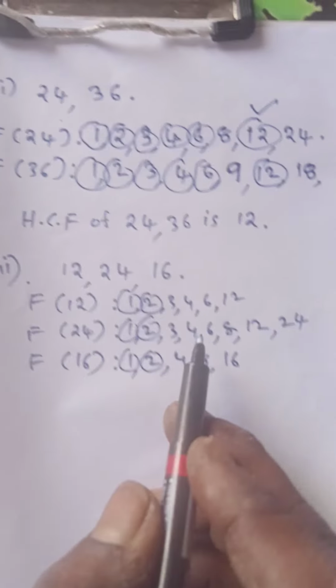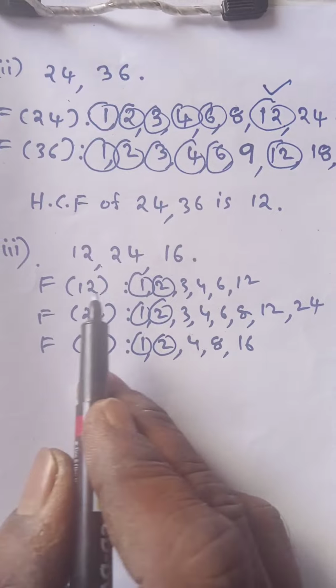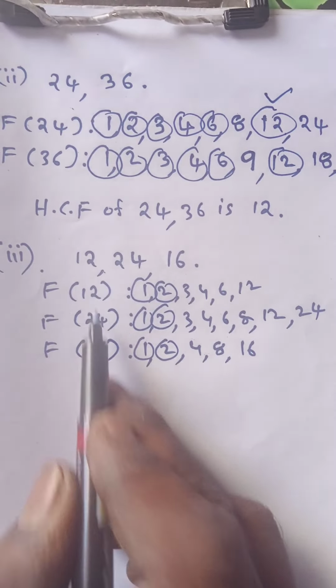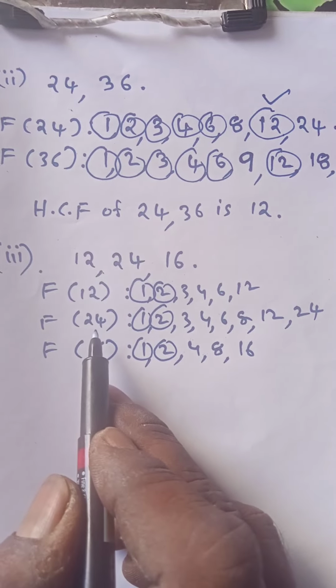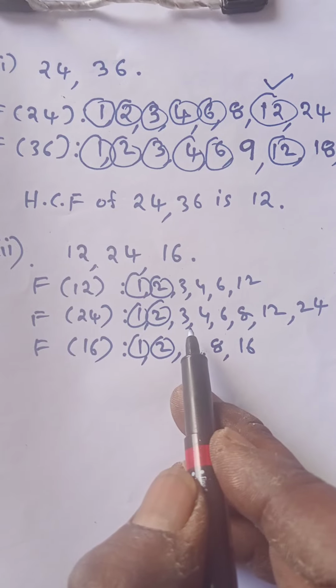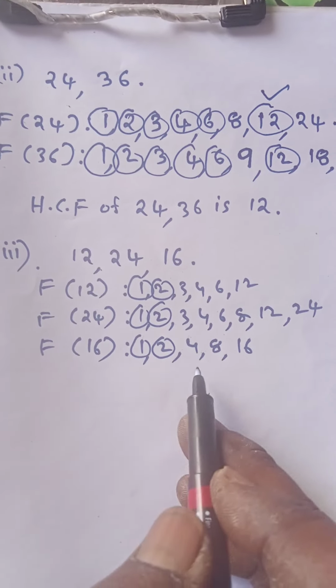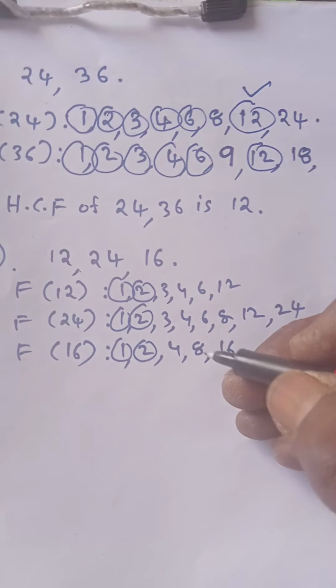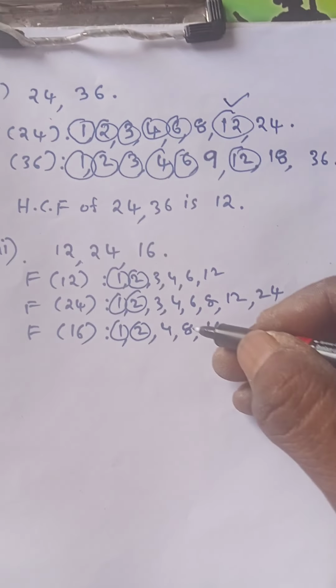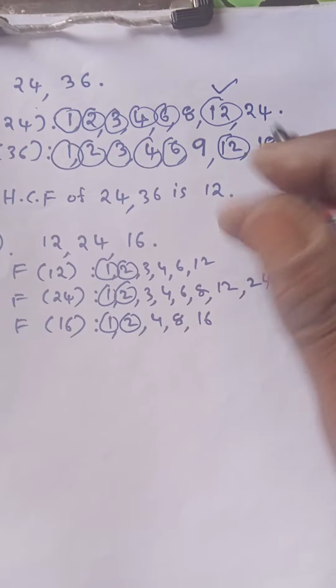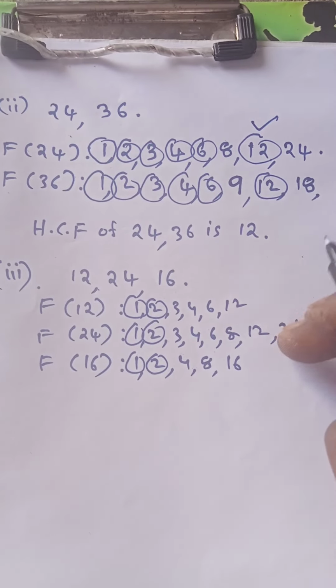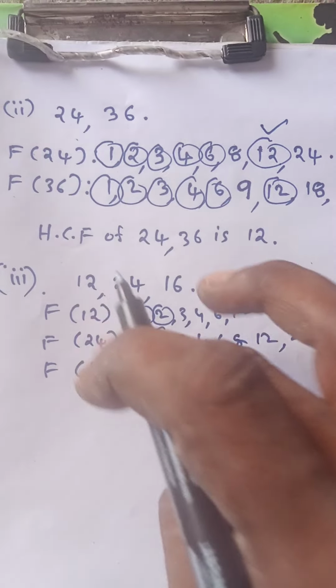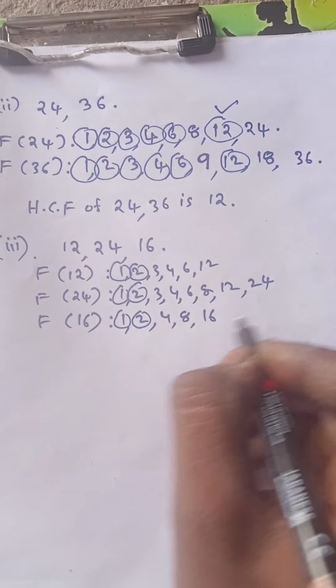And one thing here: just look at the factors of the first two numbers, 12 and 24. Here 3 is a common factor, but it is not a common factor of 16. So don't round it off. You need to search for the numbers which are common in all three factor lists. So it's over, I think.